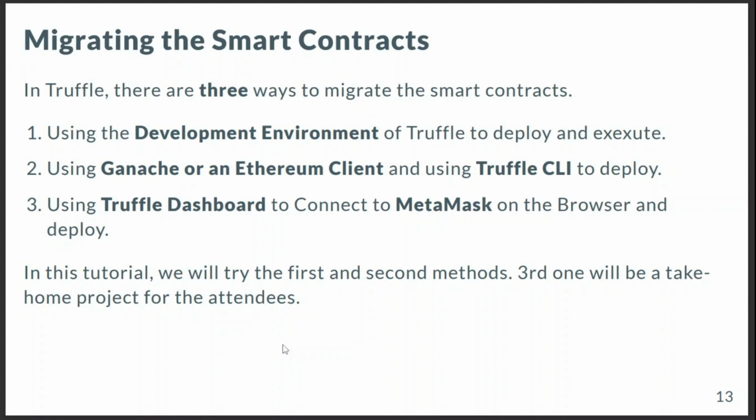The next option is having a Ganache or an Ethereum client. In this case, we are using Ganache, but you can use the Ethereum client we had in our previous tutorials. And using the Truffle CLI, we can deploy it. The third one is using Truffle dashboard to connect to MetaMask on the browser and deploying it. Of course, we'll try the first one and the second one, but the third one would be a take home assignment for you guys. Okay, so of course, the class is getting over. So if you try, you try. We'll never know, right?